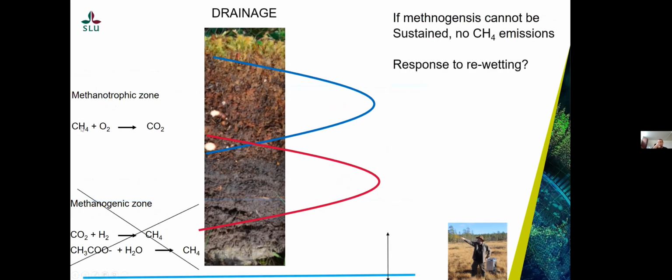And then, of course, with drainage, when you move the water table really far down, you might end up in a situation where you actually inhibit the methanogenic zone completely. So the idea is: what happens in a system that's been drained for 100 years with a low water table, with a probably quite inhibited or non-existent methanogenic population, when you raise the water table?